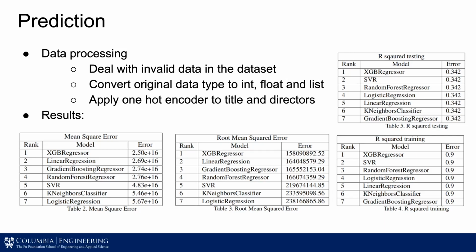And then we feed these inputs into the models and compare the accuracy of each model. Here are the results we got. These are the different kinds of errors of each model. We can see that the XGB regressor, which is the XGBoost, had the lowest error for each kind of error. And so finally, we choose XGBoost as our default model to do the training and the prediction.